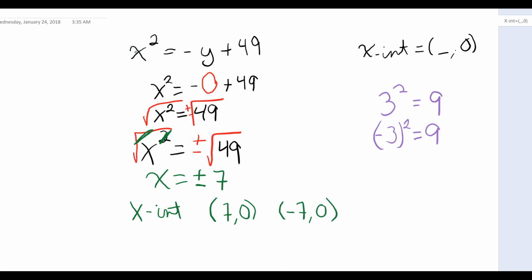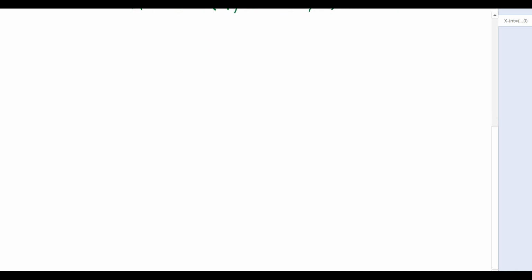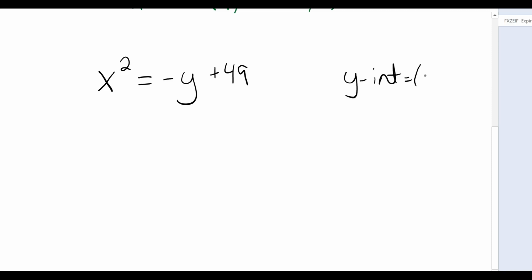Anytime that you have an x squared like this, you're going to end up taking the square root somewhere, and you're going to have 2 possible answers. Now, if I want to do the y-intercept, still of the same x squared is equal to a negative y plus 49, remember that y-intercept is where x is 0, and I have some number for my y. So I'm going to replace the x with a 0.